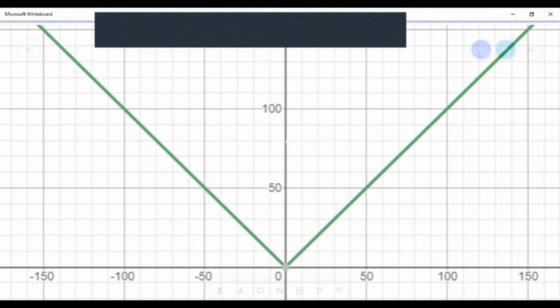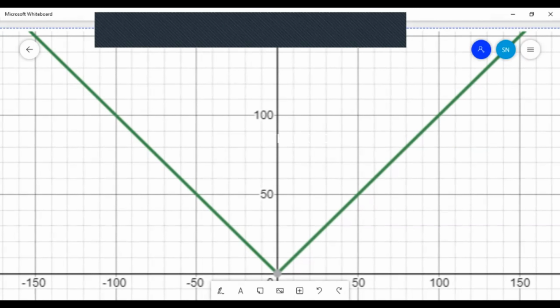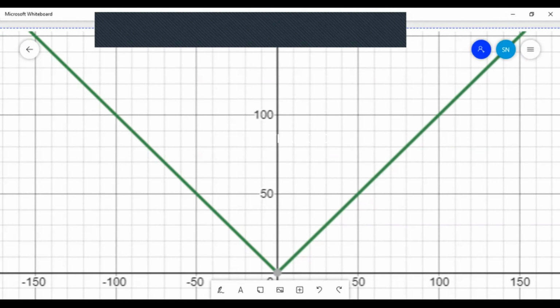So what are the points to take away from the graph of modulus of x? The graph is lying above the x-axis, that means along the positive y-axis. So modulus of x is always greater than or equal to 0.